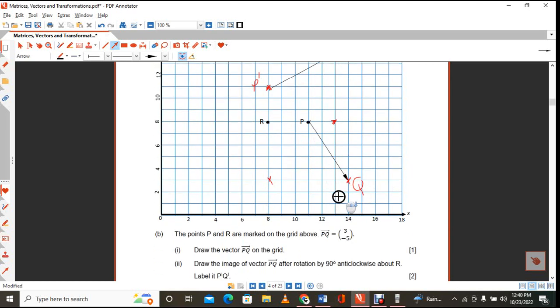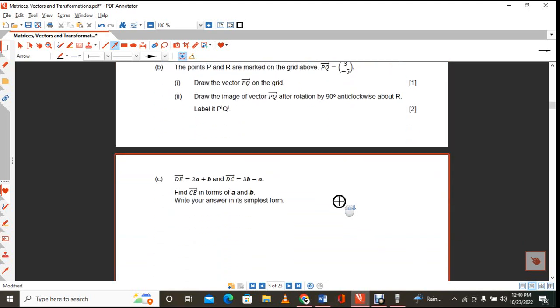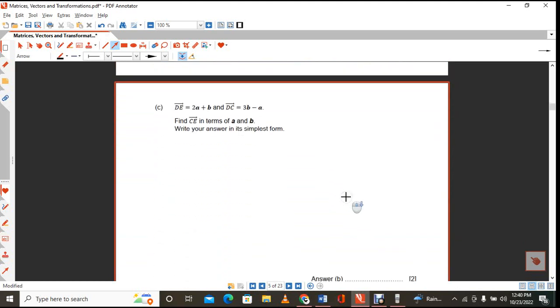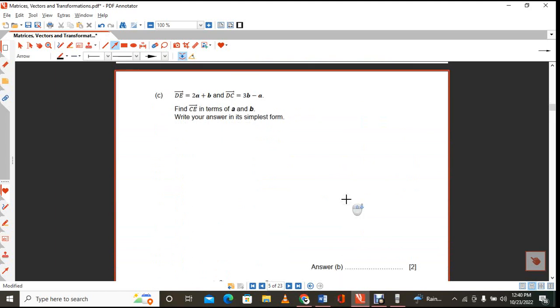Right, the next question, they give us part C. They say DE is given by 2A plus B, and DC is given by 3B minus A. So let's use the arrow. Let's say that will be D to E. Let's say that will be D to C, wherever it is. So, tail to head and stuff like that.